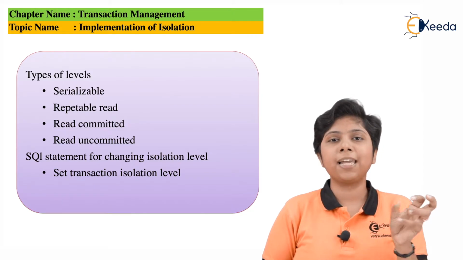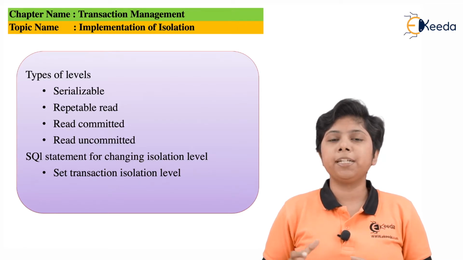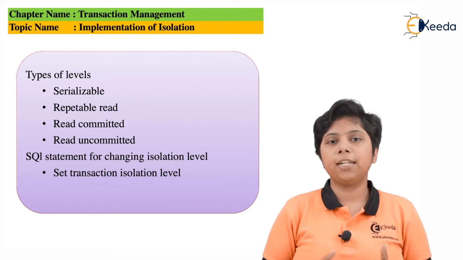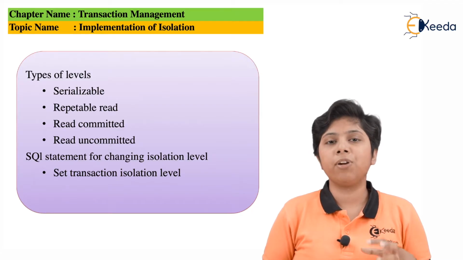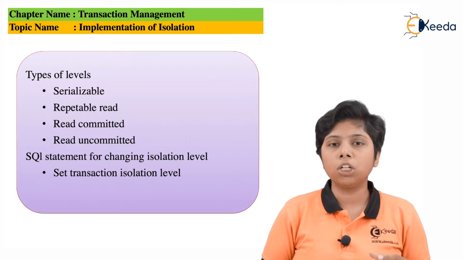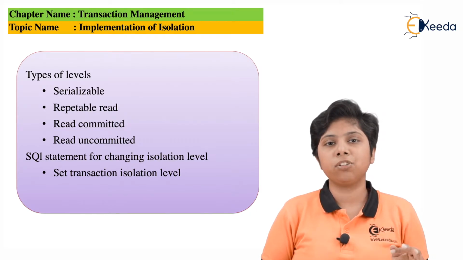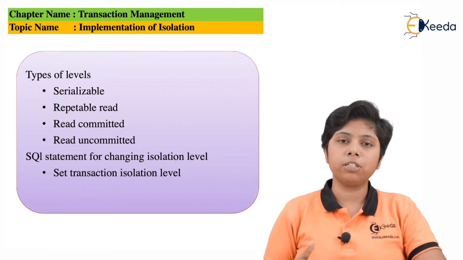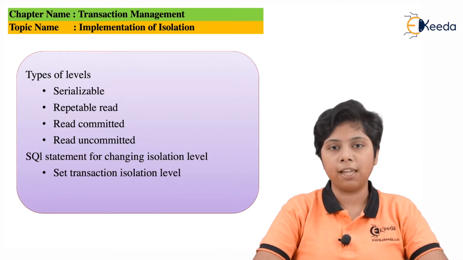Say TI has read a data item X with some value, then TJ updates the data value X but does not commit the transaction. Now TI can again read this data value. So TI and TJ are reading the same data item concurrently with each other, but providing isolation at its least. So how can we achieve this concurrent execution while going hand in hand with the isolation level?